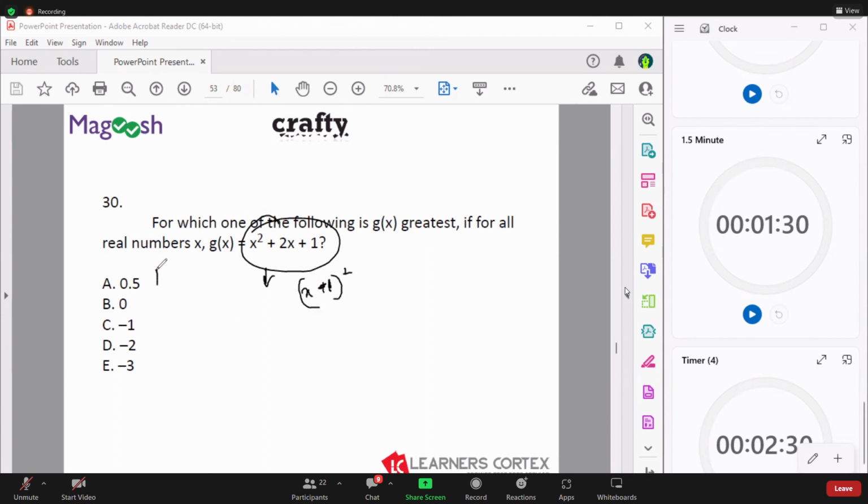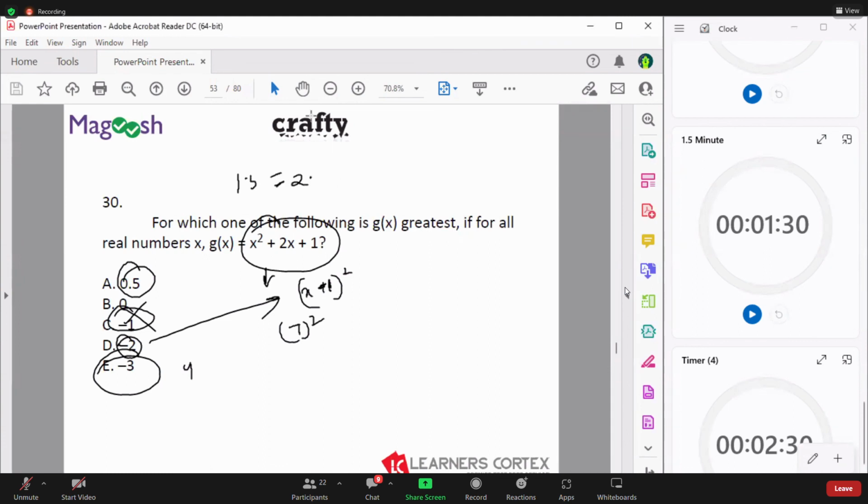Now if you put minus 1, this would be 0, so this is out of the picture. If you put minus 2, this would come as minus 1, which gives us 1. If you put 3, this gives us 4, which is 16. If you put 0.5, that would be 1.5, which would be 2.25. And again, if you put 0, it will be 1 again. So the answer would be minus 3. Minus 3 would give us the greatest value of all.